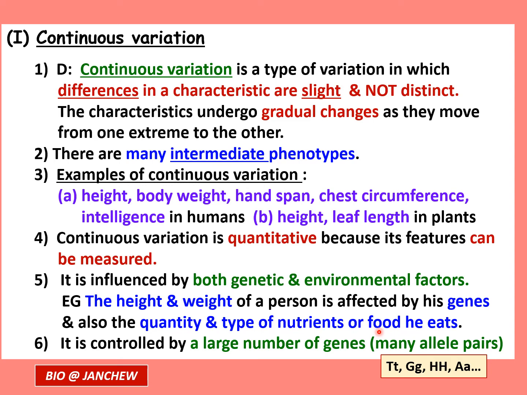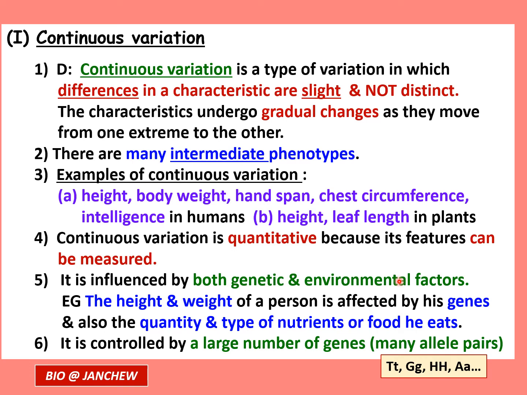For example, maybe the first twin eats enough nutrients in the food that he eats, and the other twin may be more picky or choosy and did not eat enough nutrients. Okay, and the growth may be stunted. So nutrients is an environmental factor: the type of nutrients that a person eats and the quantity of nutrients that the person eats.